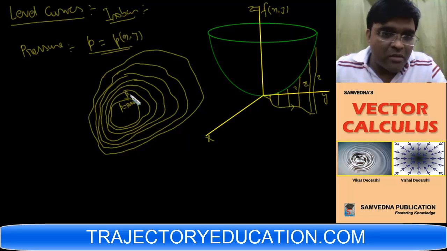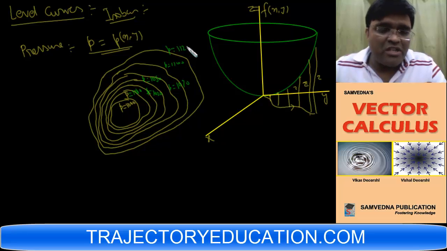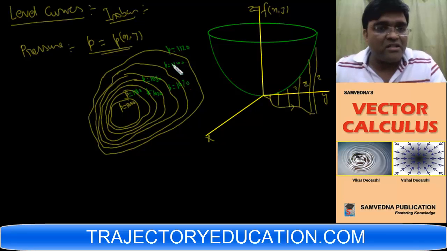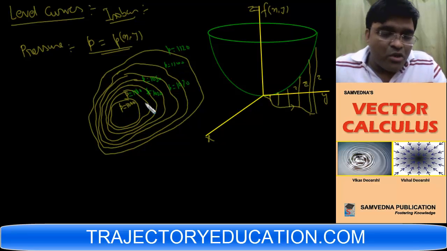Say this is P equals, I'll use a different color, 1010. This can be P equals 1020. This can be P equals 1050. This can be P equals 1070. This can be P equals 1100. This can be P equals 1120 bars. They are all in bars. Bar is the unit of pressure.